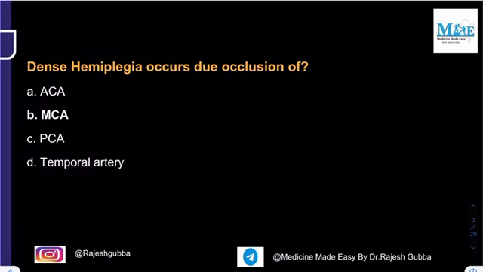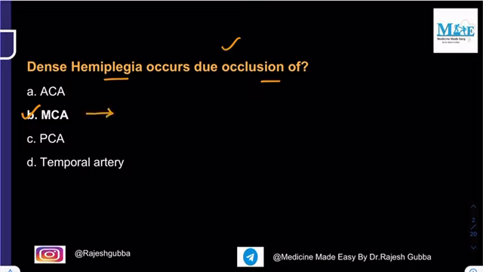So the first question is, dense hemiplegia occurs due to occlusion of the anterior cerebral artery, middle cerebral artery, posterior cerebral artery, and then the temporal artery. So the answer in this question is the middle cerebral artery. There are two explanations why you will get dense hemiplegia because of the involvement of the middle cerebral artery.